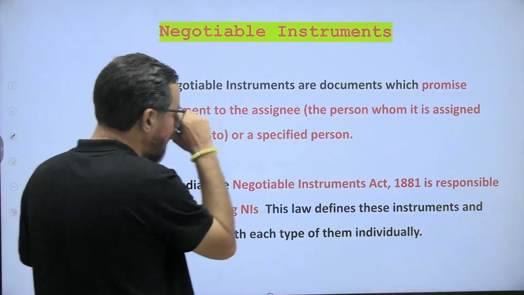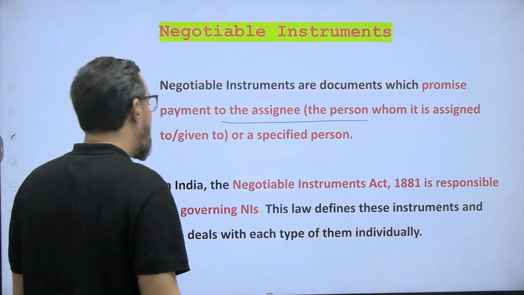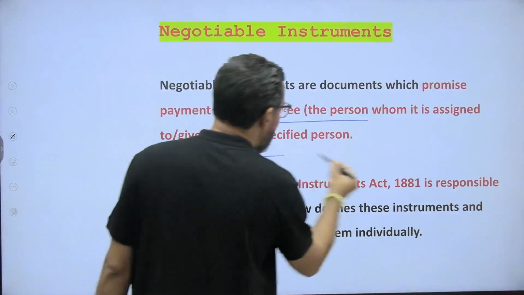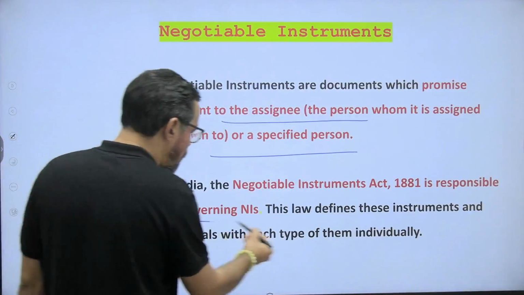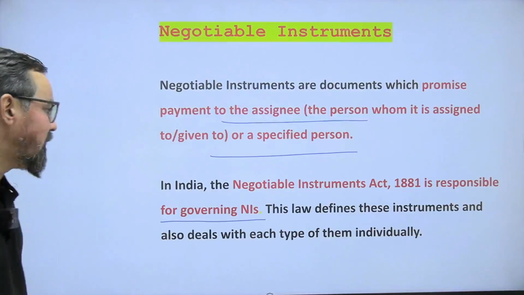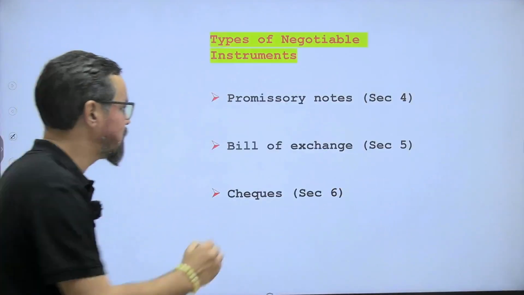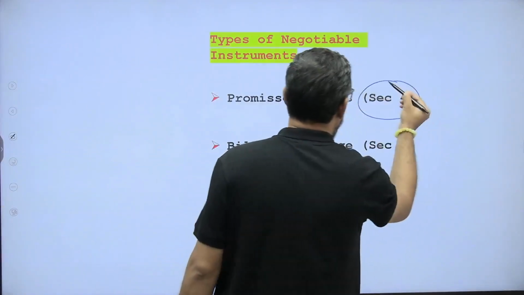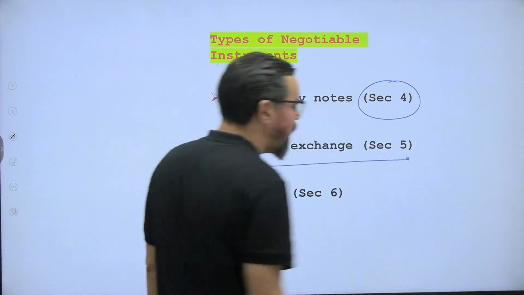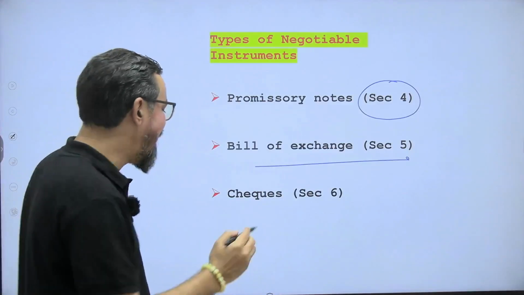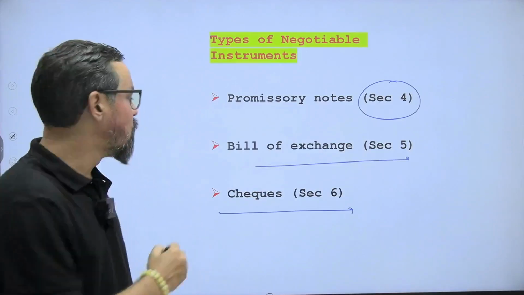So, negotiable instruments are documents which promise payment to the assignee, the person to whom it is assigned or given, or a specified person. In India, the NI Act 1881 is responsible for governing all negotiable instruments. This law defines these instruments and also deals with each type of them individually, as we discussed, right? Promissory note, section 4, drawn by the debtor. Bill of exchange, section 5, again drawn by the creditor, and check, which is drawn by the debtor itself, right? So this is the one.